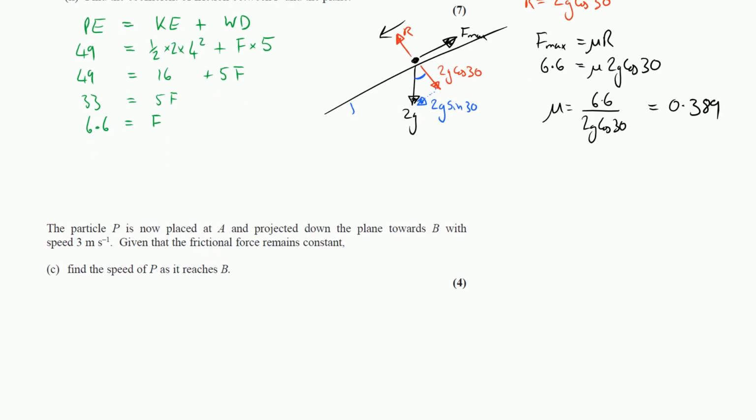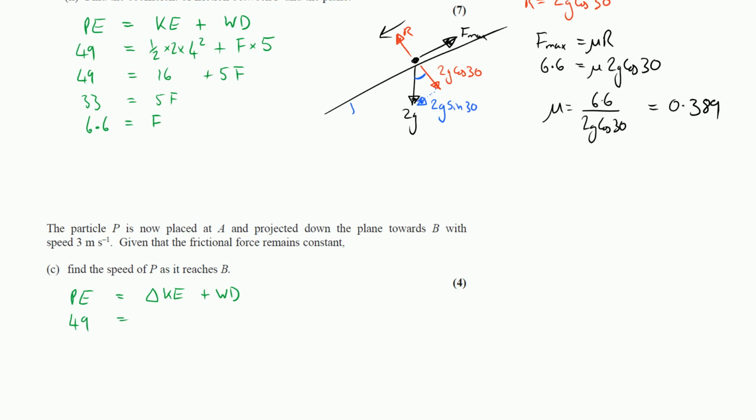Finally, I'm going to think about particle P projected down the plane with a speed of 3 meters per second. We're going to think that friction remains constant, and we want to find the speed as it reaches B. So let's go back to our work energy principle. We're still putting the same amount of potential energy into the system. This time we're not just looking at a gain in kinetic energy, we're looking at a change in kinetic energy. So I'm just going to write that as delta KE. And I'm still going to have to consider work done. The potential energy we had was 49 joules.